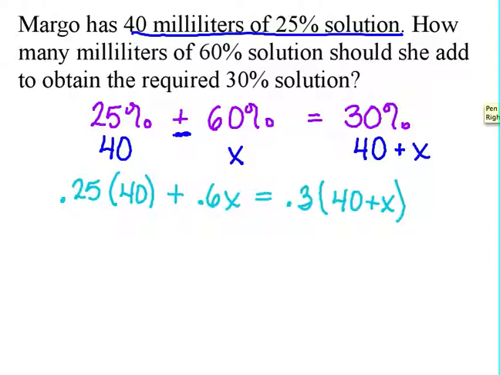So what is 0.25 times 40? What do you get here? Good. So I have 10 plus 0.6x equals, what do you do now? Distribute. Okay, so what is 0.3 times 40? 12. Plus what? Close. 0.3x.